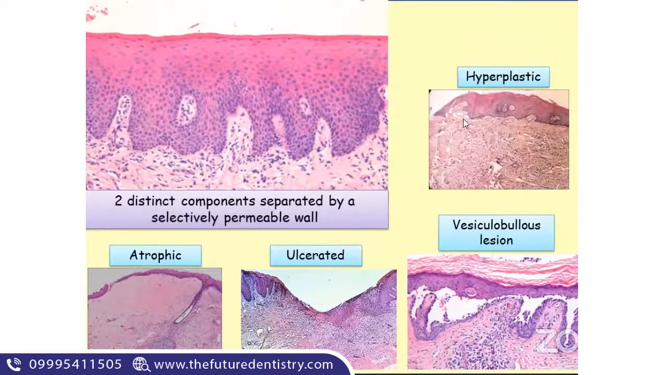Look at this. See the pattern here. There is a distinct connective tissue rete ridge interface. Yes, and there's a distinct thickness of epithelium which is maintained, and equilibrium is maintained. Look at this diagram here. This is the normal thickness of the epithelium.